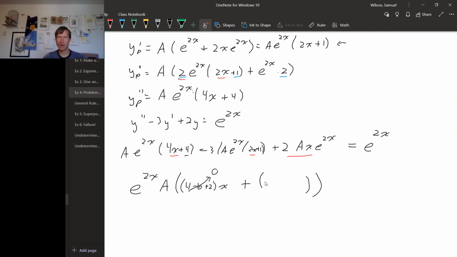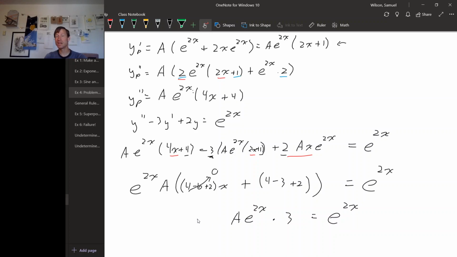Plus, and now let's get all the constant parts. So there's a 4. Here's a plus 1, but don't forget the times minus 3. So minus 3, and then plus 2. Okay, and this is all supposed to be equal to e to the 2x. So we get a e to the 2x times 1 plus 2, 3 equals e to the 2x.